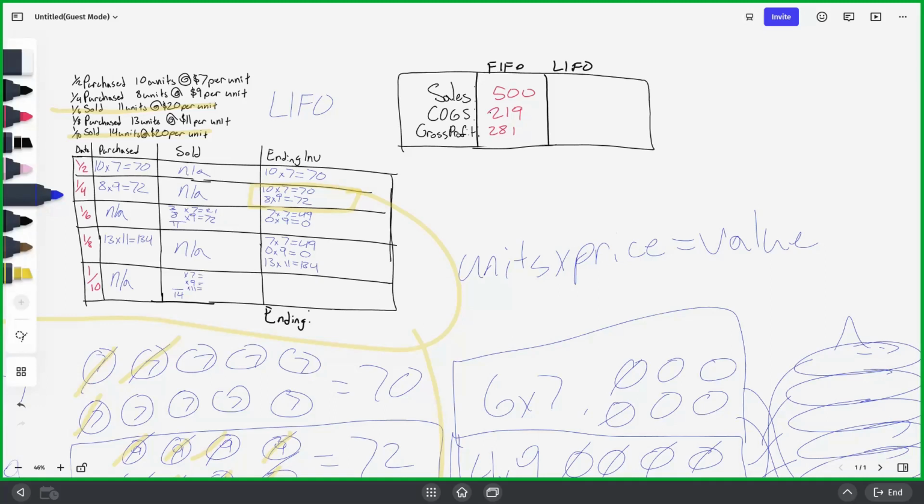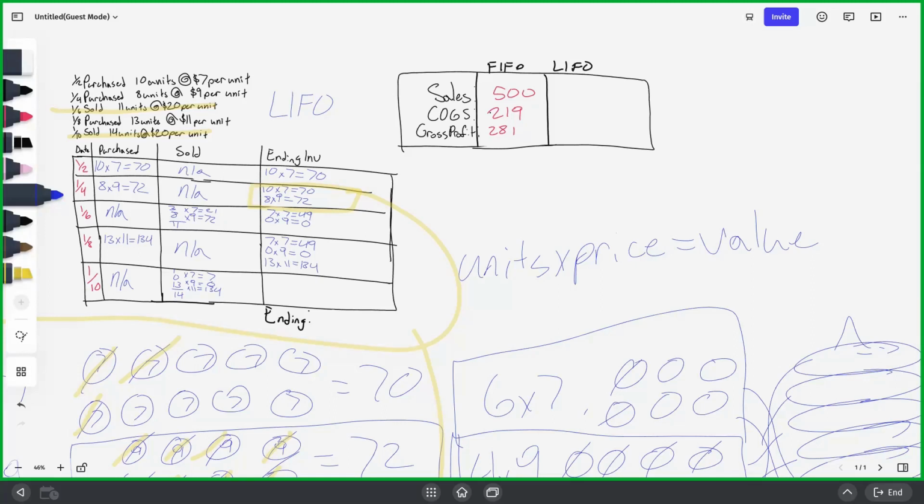So you do 14 at $11. Do we have 14 units at $11, or is that just 13 up there? This is 13. Okay, so we'll use 13 of those, and then 0 from your 9, because there is nothing. Perfect. And then you just take 1 from the 7. Does that make sense?